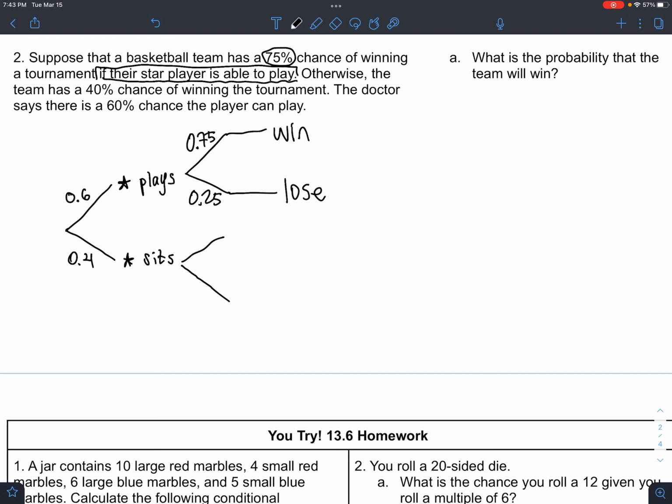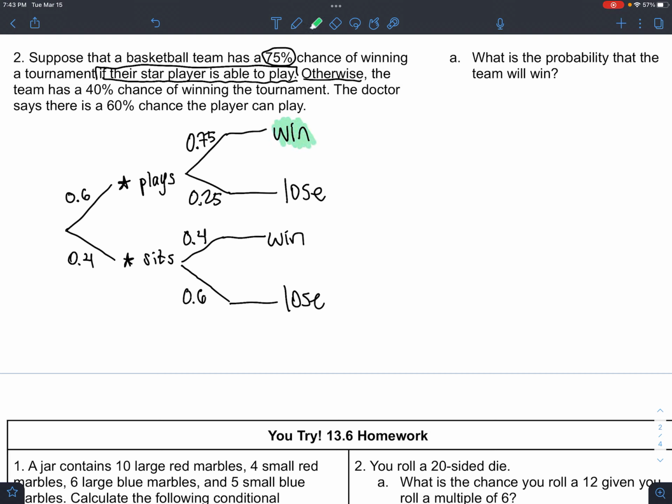Now, if the player sits, we're in this sentence. Otherwise, the team has only a 40% chance of winning. So 40% chance to win, 60% chance to lose. So that player has a big impact. So what's the probability that the team will win?